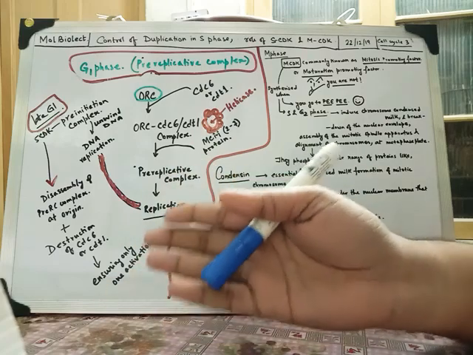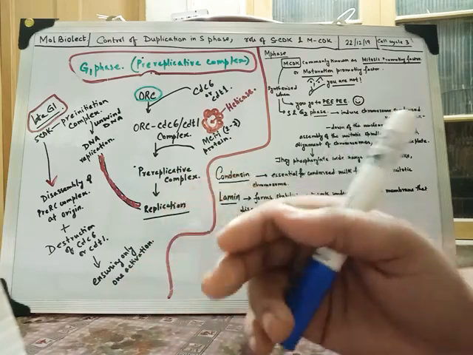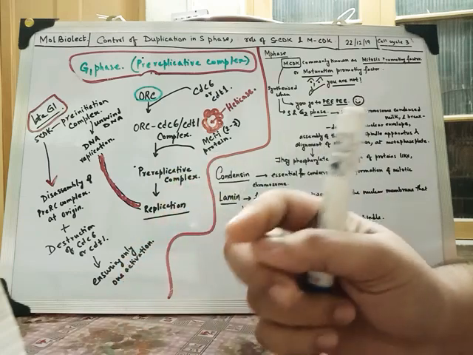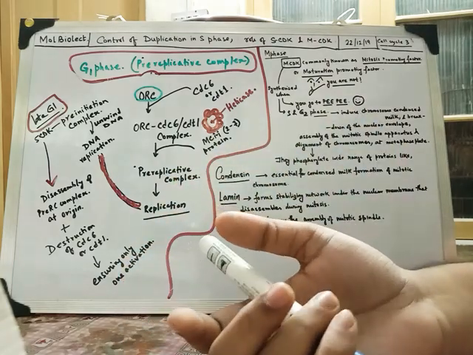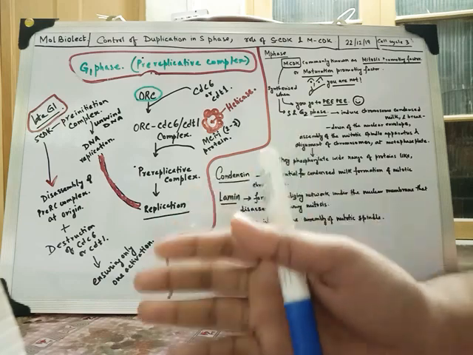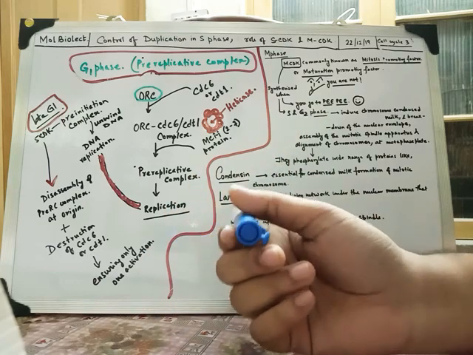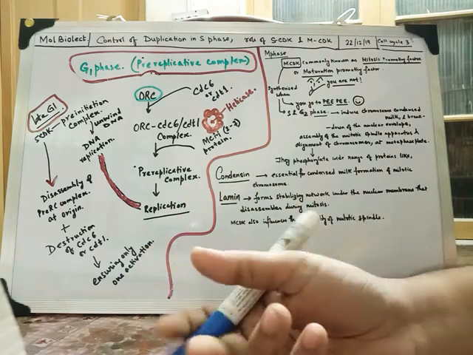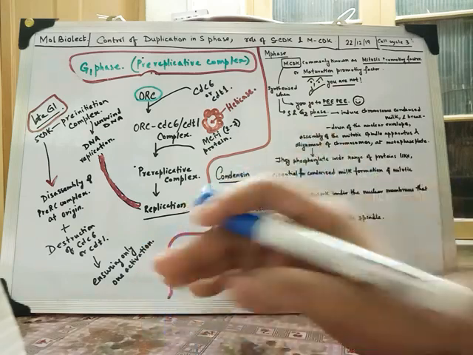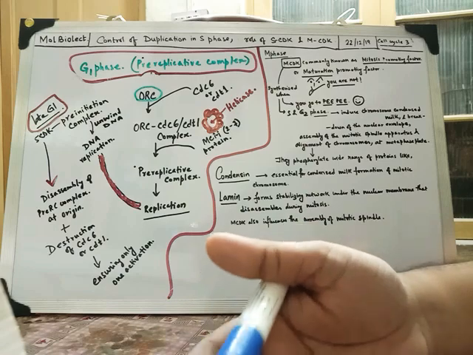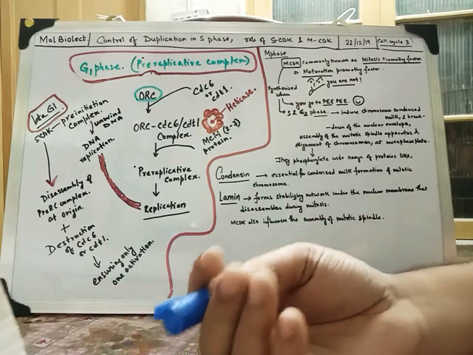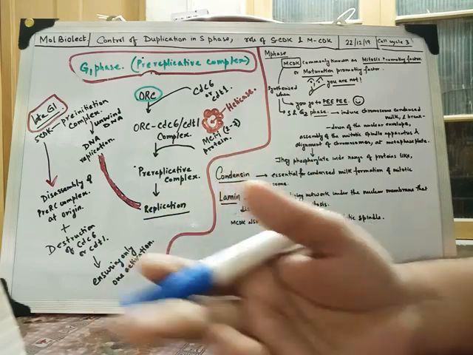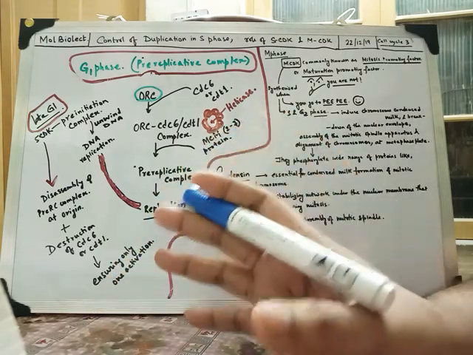And lamin is a stabilizing network. So this lamin protein is actually a stabilizing network under the nuclear membrane that disassembles during mitosis. So condensin and lamin help in this. It's the stabilizing network under the nuclear membrane, which during mitosis breaks, and the breaking is very much required for the nuclear materials, that is the genomic materials, to be transferred to both the cells very accurately.